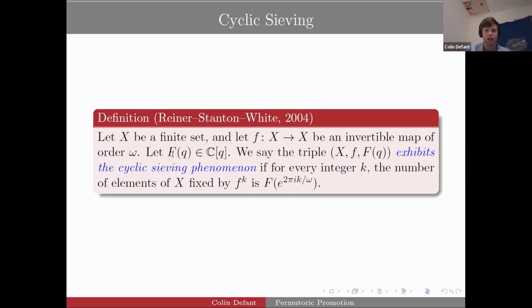And this ends up being really nice when the polynomial capital F is relatively simple. So if you can write down this polynomial in just one line, then you're encoding this potentially very complicated information about the orbit structure of F with just one polynomial that you can write down in a single line. So that's when this ends up being really nice.